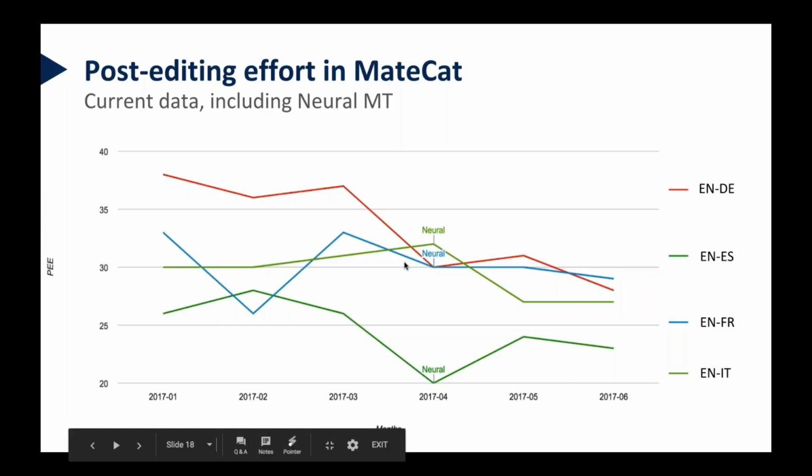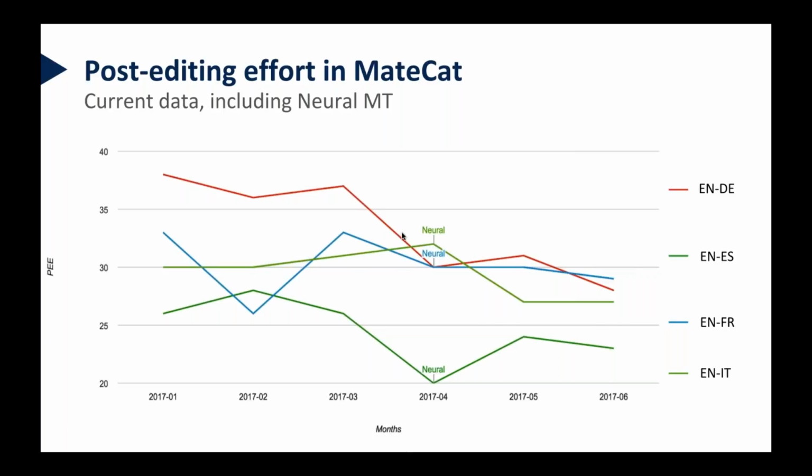Now, for example, the most emblematic case here is English into Italian. This is the green line over here. This green line tells you that from the moment that neural machine translation was activated, post-editing effort decreased from 35% to 27%, something like that, and this just in a month's time span. Now a year has passed, and I wish I had with me a chart with more updated data, but as you can see, it's pretty impressive for just a month to decrease post-editing effort this much.